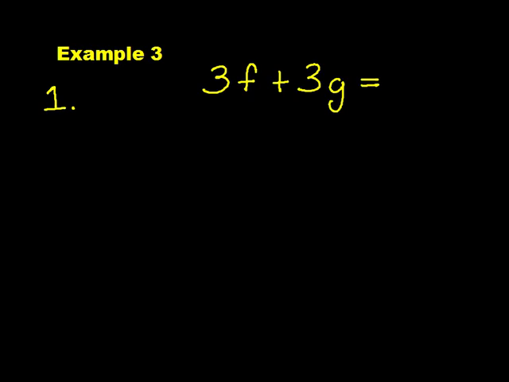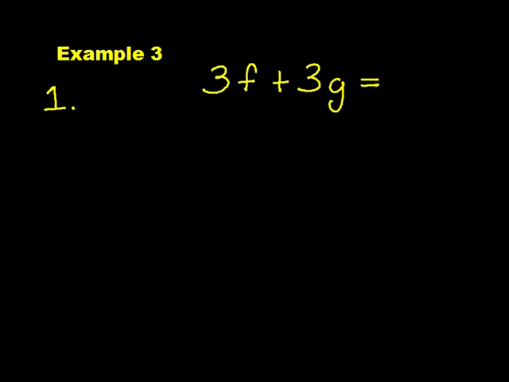Sorry about that. Example 3. Use GCF and the distributive property to rewrite equivalent expressions. So here we have 3F plus 3G equals. So what is the question asking us to do? We need to rewrite the expression as an equivalent expression in factored form, which means the expression is written as the product of factors. The number on the outside of the parentheses will be the GCF.